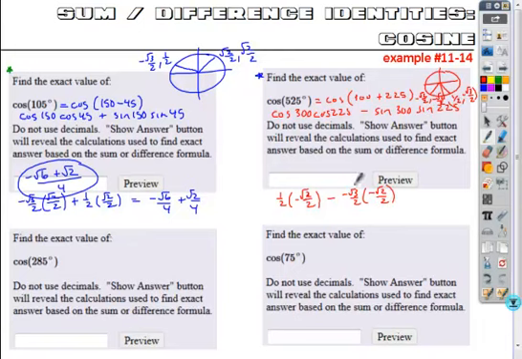And so when I simplify these, the negatives here cancel. I get a negative root 2 over 4. My minus still stays here. Root 3 times root 2 is negative root 6 over 4. So I get a negative root 2 minus root 6 all over 4. And so that would be my simplified form based on the angles that I chose to decompose 525.